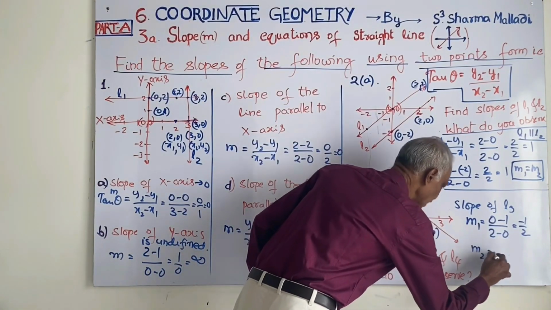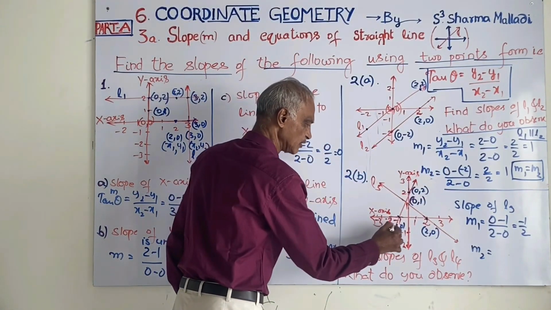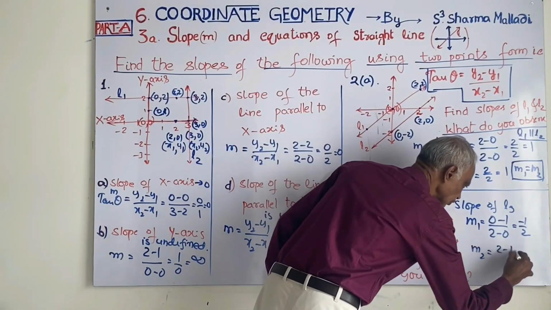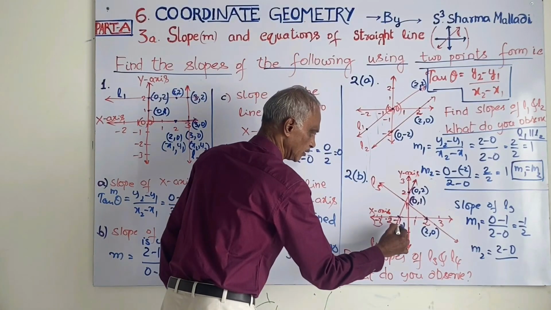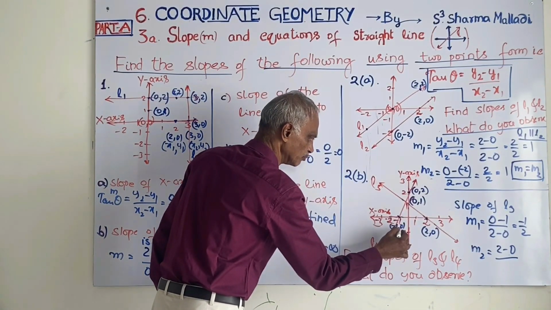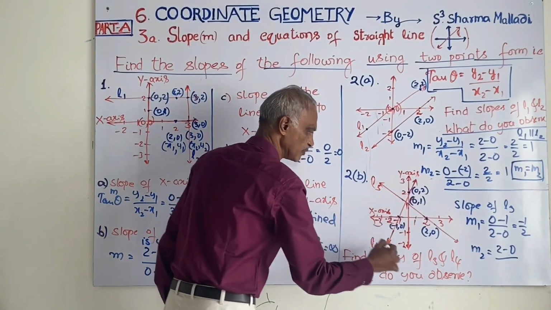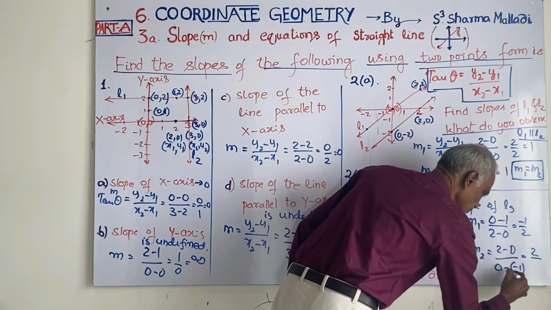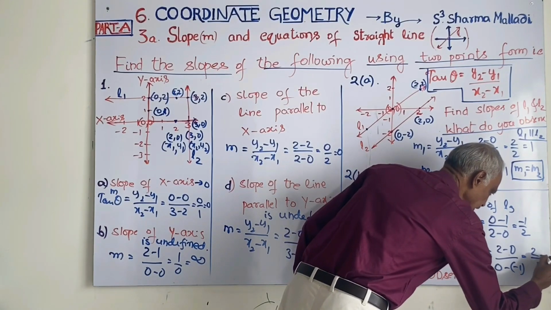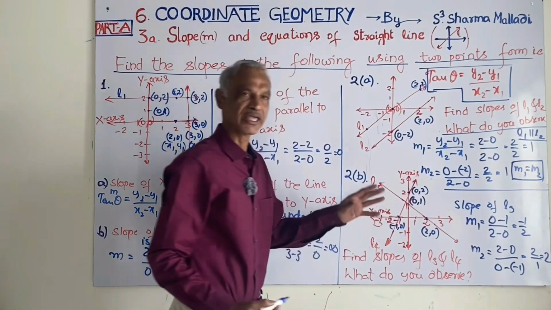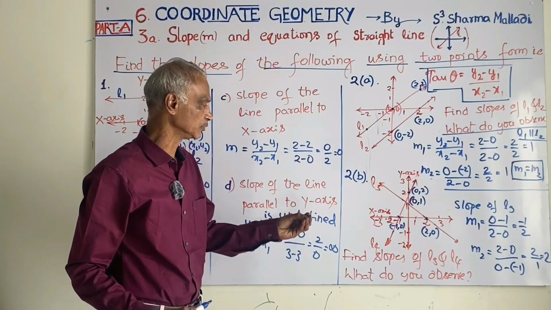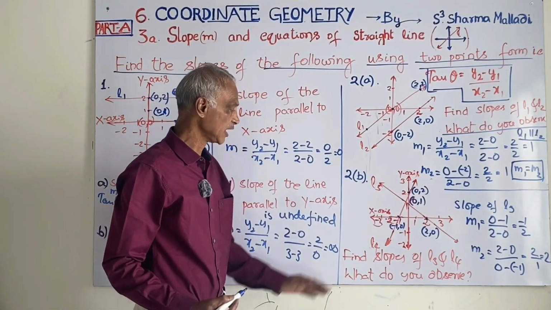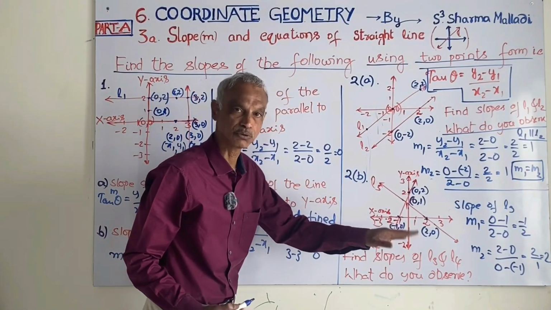m2 is equal to y2 minus y1 by x2 minus x1. 2 minus 0 by 0 minus of minus 1. 2 by 0 minus of minus 1, that is 2 by plus 1. You are getting 2. Now m1 is equal to minus 1 by 2. The slope of L3 is minus 1 by 2 and the slope of L4 will be 2.